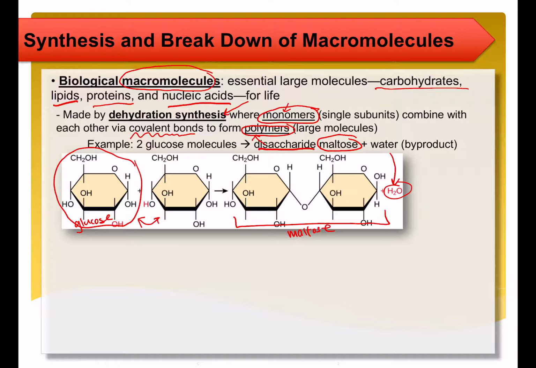You see that this is the covalent bond that is formed between the two molecules of glucose. There was no bond between them here, and then there's this bond right here joined by an oxygen in the middle of them. We'll talk about what those specific bonds are called depending on the type of macromolecule. Whenever we have a dehydration synthesis reaction, water will always be a byproduct at the end.